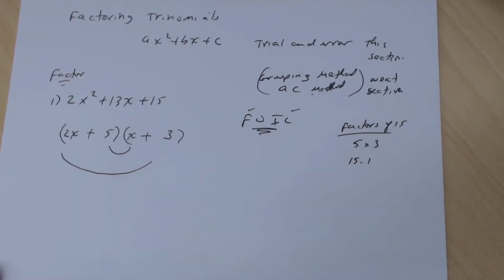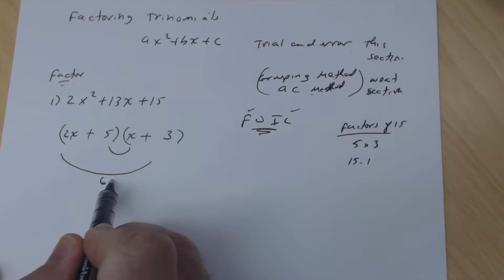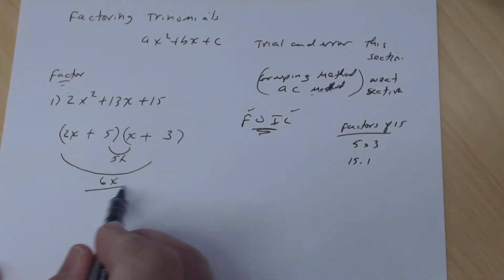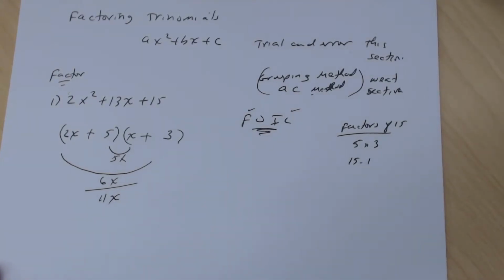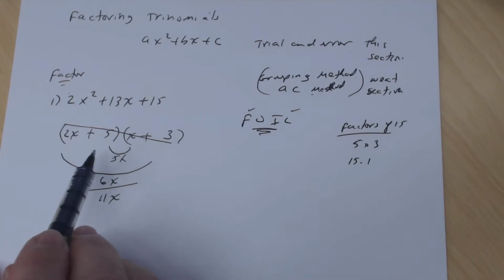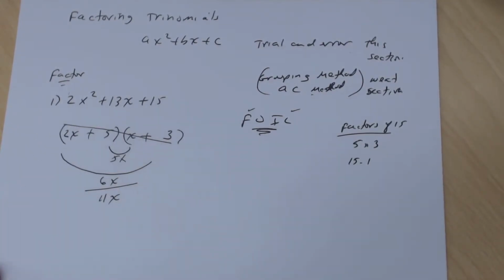I have not checked the outer and the inner. So let's check the outer and the inner. The outer is a positive 6x. The inner is a positive 5x. When I add them up, I get 11x. So they did not work. So these two factors multiplied together do not give me this trinomial.